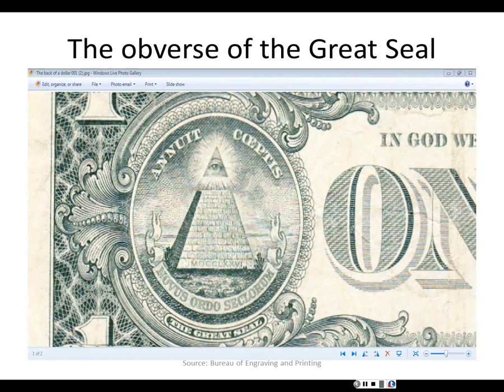And on the bottom of the pyramid, you'll see the Roman numerals MDCCLXXVI, which translates into the year 1776, the founding of the United States of America. And again, you'll see 13 levels to the pyramid, which represent the 13 colonies. Okay? Hope that helps you out a little bit on this one.